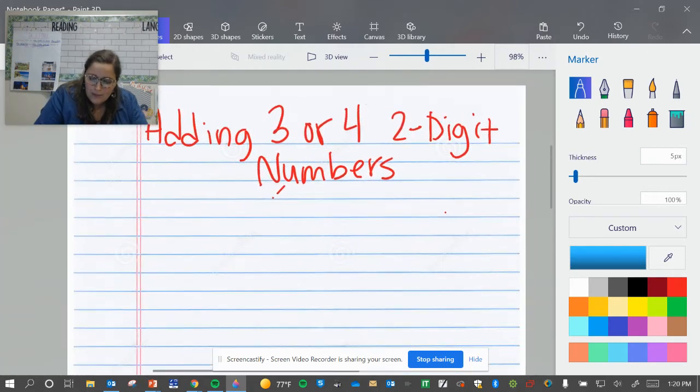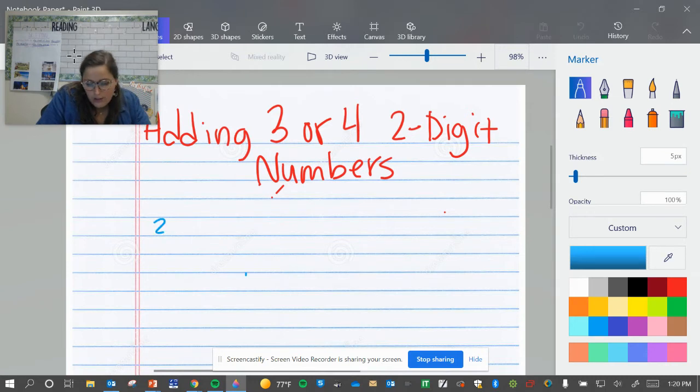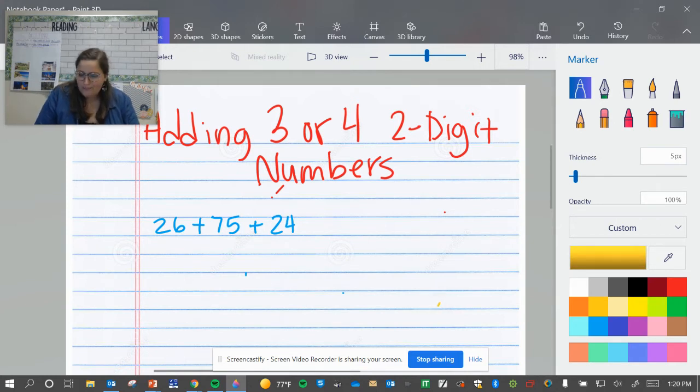So if I am adding the numbers, let's say 26 plus 75 plus 24. Okay, so let's say I'm adding all 3 of those numbers together. I'm still going to line them up just the same. We're still going to do the tens and the ones lined up with each other. So I'm going to do 75 right underneath. But instead of drawing my line right here, I'm going to put the other number below it like this.